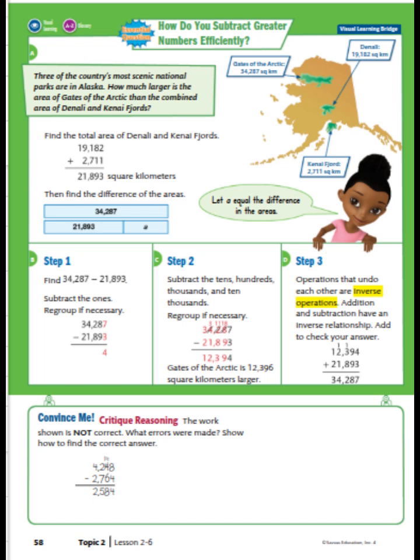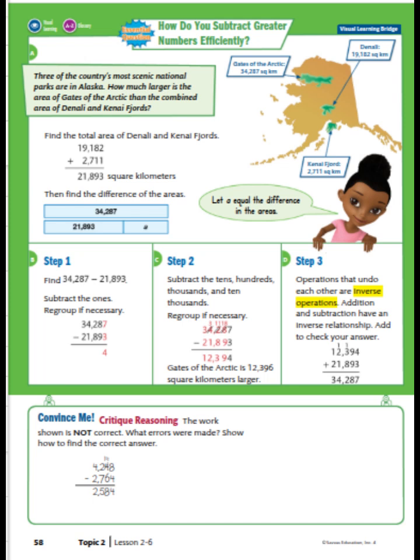Now, if we look at the bottom of page 58, it says, convince me, critique reasoning. The work shown is not correct. What errors were made? Show how to find the correct answer. Let's take a look at what error might have been made in this problem.